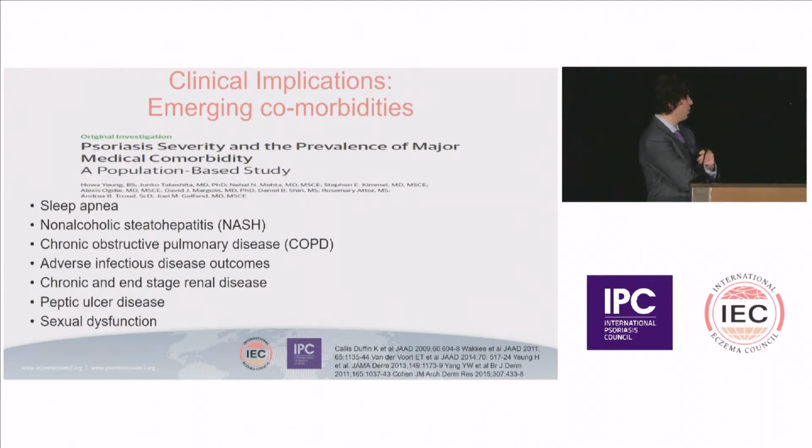There's a lot of emerging work in this field: sleep apnea, NASH, COPD. Like, how could COPD be related to psoriasis? Well, IL-17 is a master regulator of both of those tissues, so it may be more than just confounding effects. It may be a direct biological link.